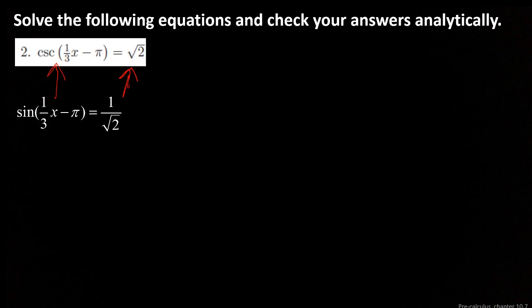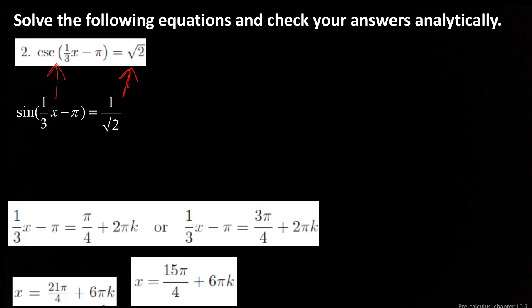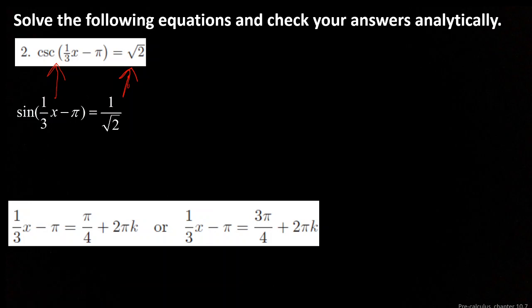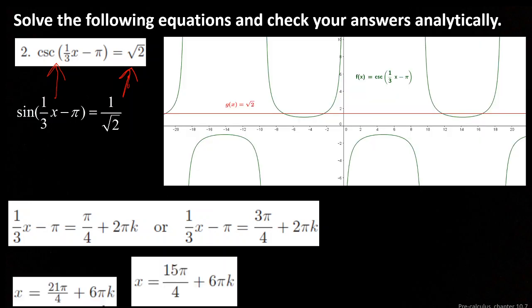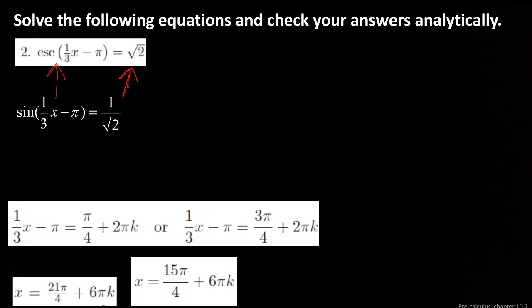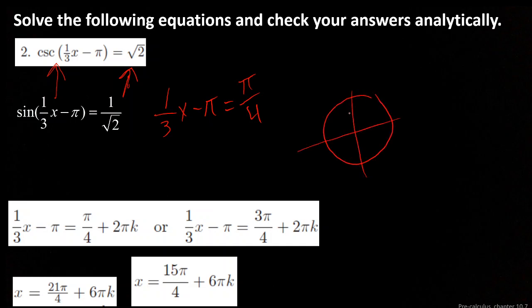Now we take sine inverse of both sides again, and we have the answer. So if you take sine inverse of both sides, we get 1/3 x minus pi equals, again, what's sine inverse of 1 over square root of 2? Well, it's going to be pi over 4. So square root of 2 over 2 is about right here. So it would be this angle and this angle that have that sine. So it's pi over 4, and the other one is going to be 3 pi over 4. And that's what we have here.